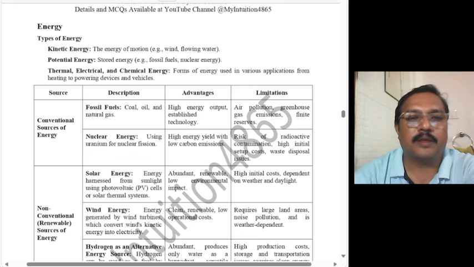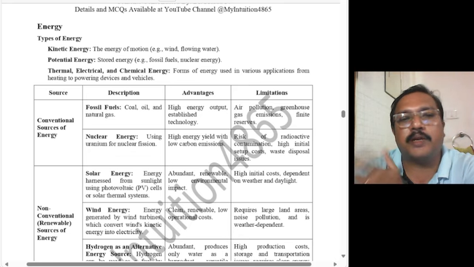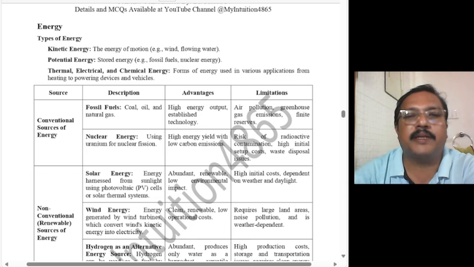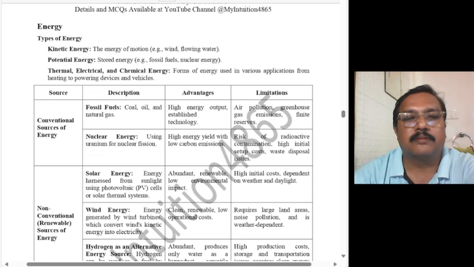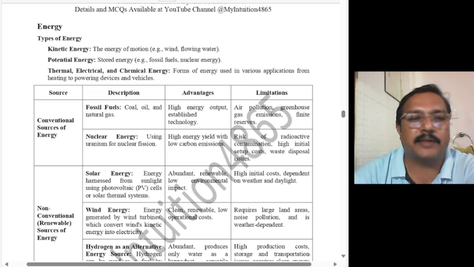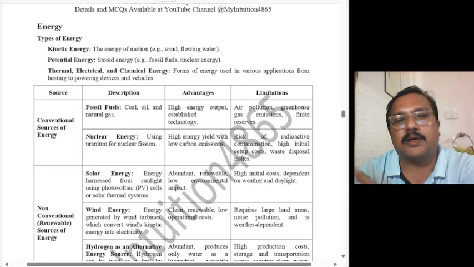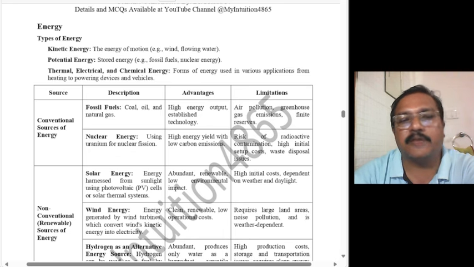Potential energy is stored energy, energy that is waiting to be used. For instance, fossil fuels like coal or oil have stored energy that we can release when we burn them. That is a non-renewable source of energy. Another example is nuclear energy, where energy is stored in the nucleus of atoms and released through a process called nuclear fission. Those are potential energy.